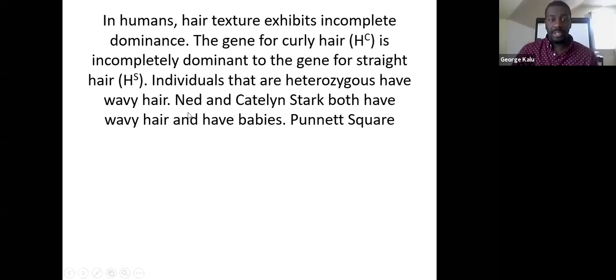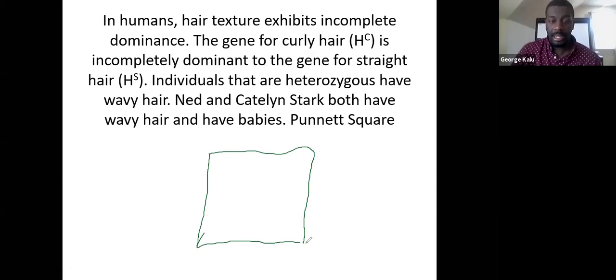So here's an example. We have Ned and Catelyn Stark, who both have wavy hair and have babies. So let's try to do their Punnett square from here. Again, we'll draw out our Punnett square. And so boom, boom, here we have our Punnett square there. If Ned and Catelyn Stark both have wavy hair, what would their genotypes be? Anyone know?